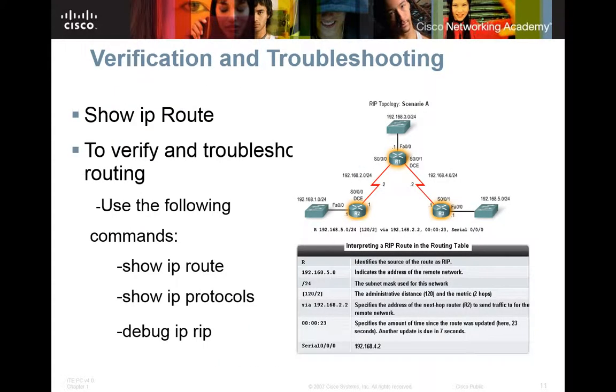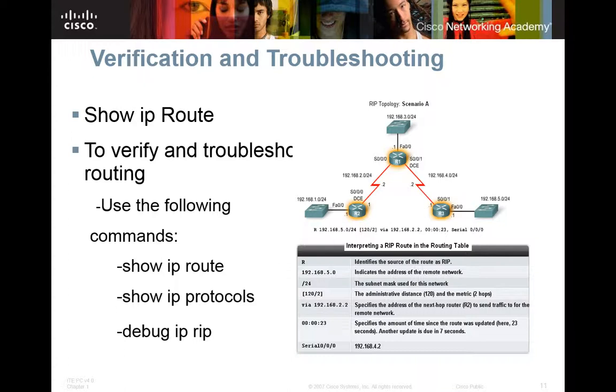Show ip route will allow you to see the routes. Here's the information that you're going to see in a RIP routing table. You'll see R, which says it's RIP, and the network address for which that route is contributed. /24 is the subnet mask because this is a class C address.